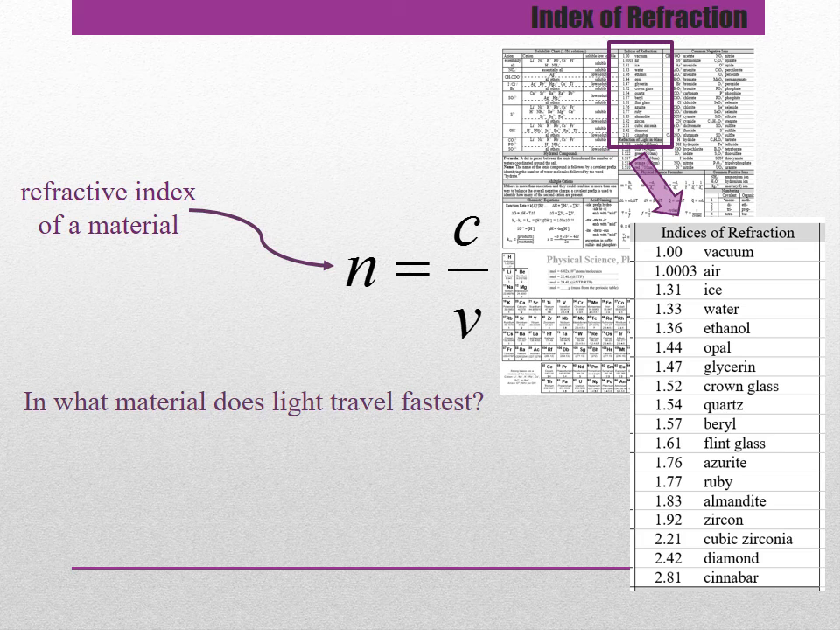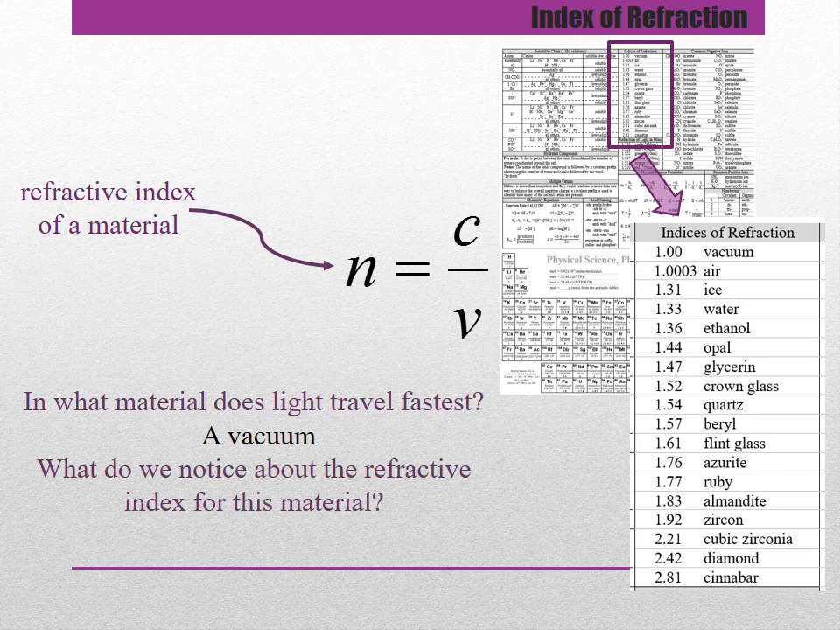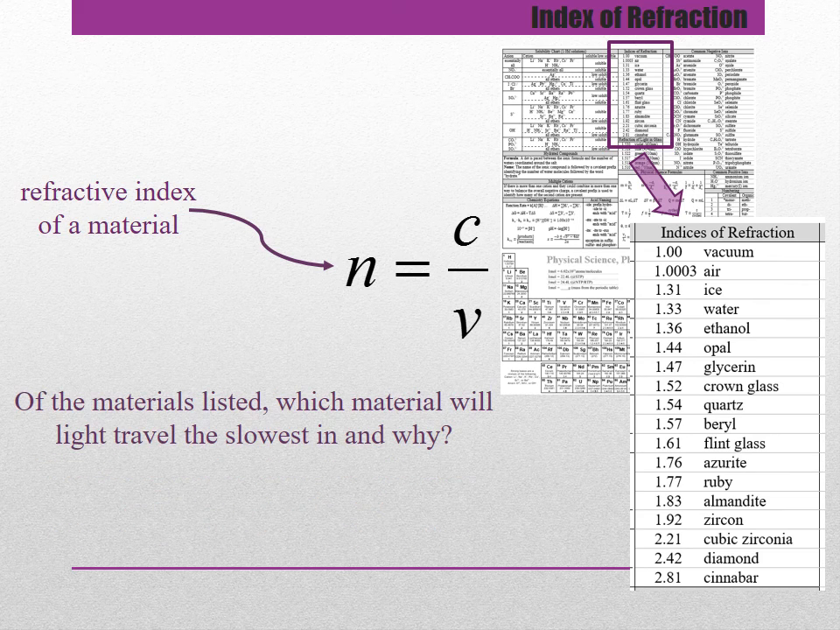In what material does light travel fastest? We probably heard that light travels fastest in a vacuum, which is at the top of the list. What do we notice about the refractive index for this material? Well, it has the smallest index of refraction, which is 1. Of the materials listed, which material will light travel the slowest in, and why? That would be cinnabar because it has the largest index of refraction of 2.81.